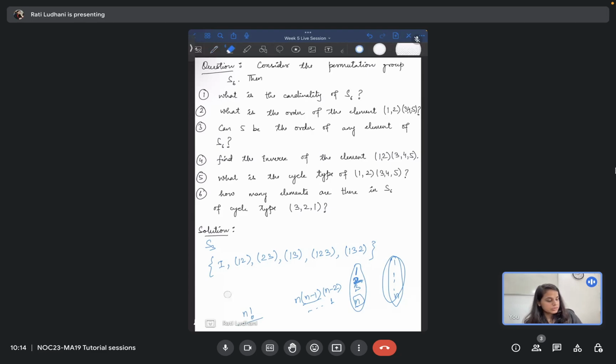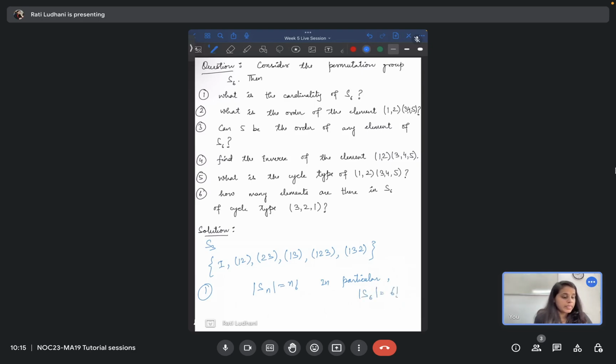Okay, so as in the first part, it asks for the cardinality. The cardinality of S6, or in general Sn, is n factorial. So in particular, the cardinality of S6 is equal to 6 factorial. Okay, let's see the second part.